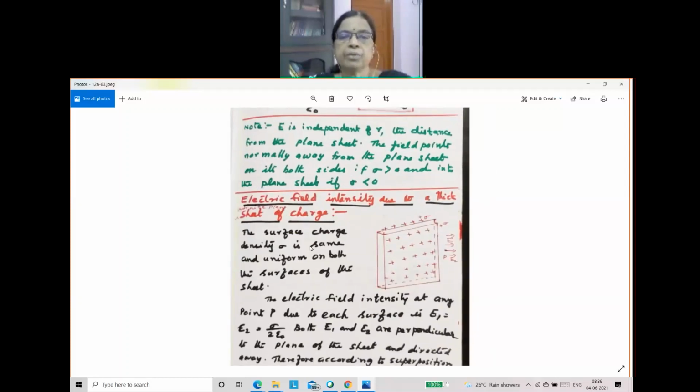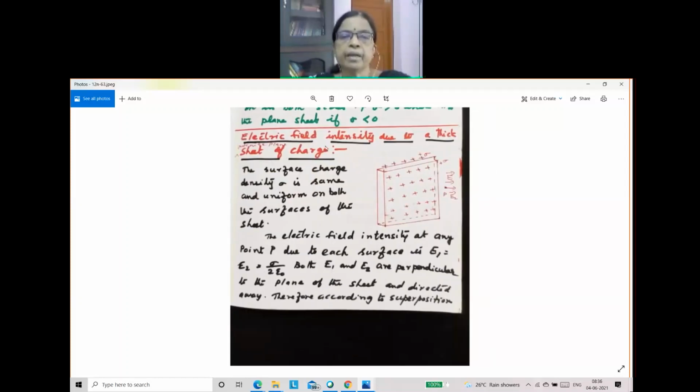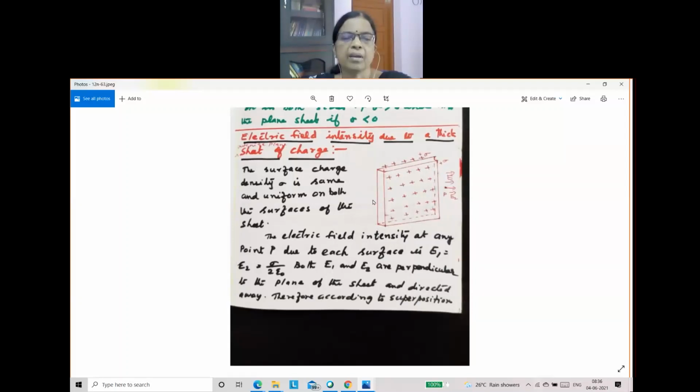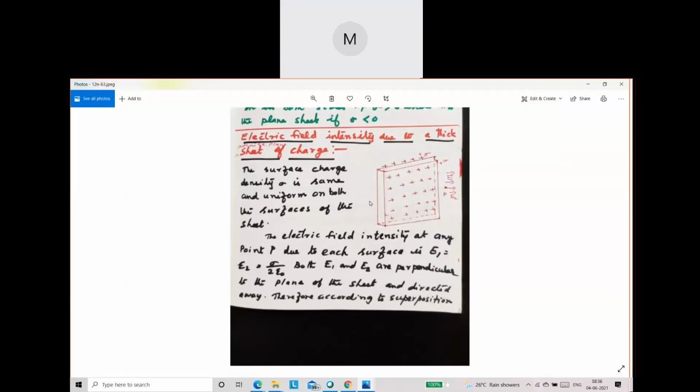Next is electric field intensity due to a thick sheet of charge. We have discussed the thin sheet of charge. And if the sheet is thick, just like a book, you see, if it is thick.